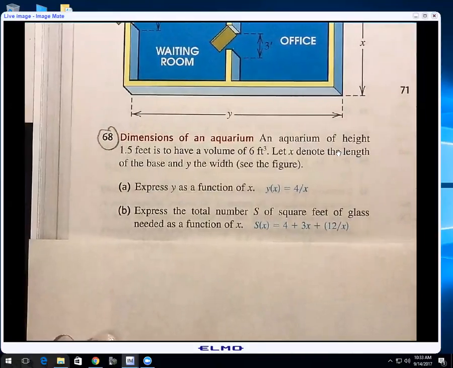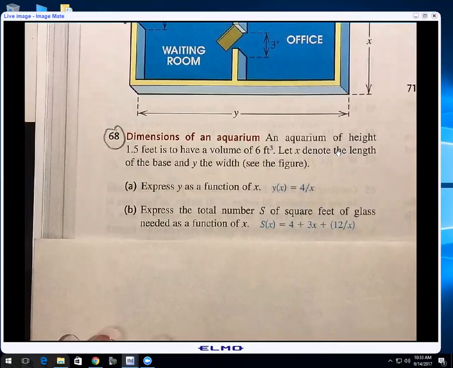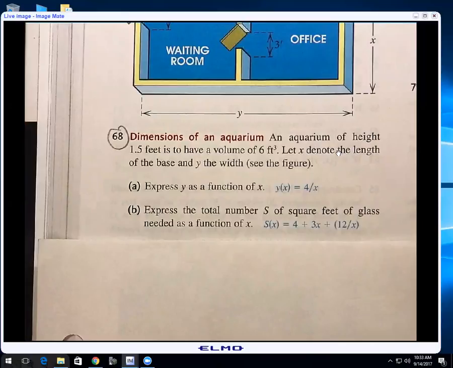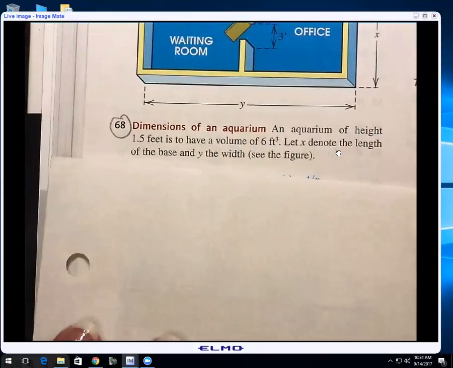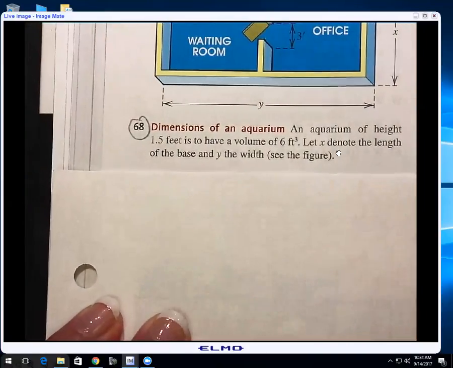Says an aquarium of height 1.5 feet is to have a volume of 6 cubic feet. Let x denote the length of the base and y denote the width. Express y as a function of x. All right. Can you do that without a picture or would a picture help?